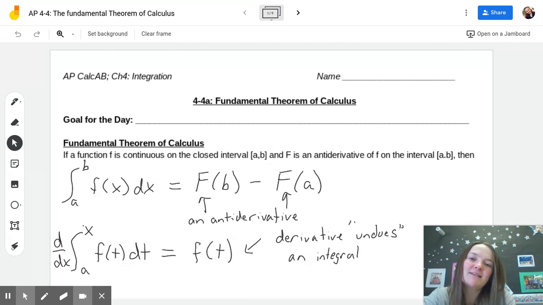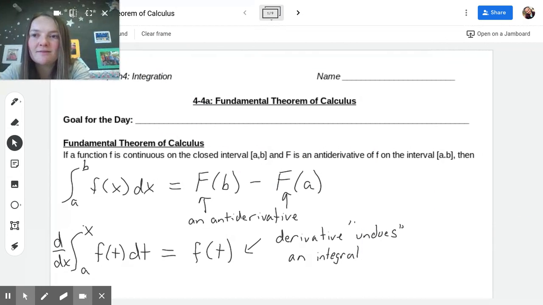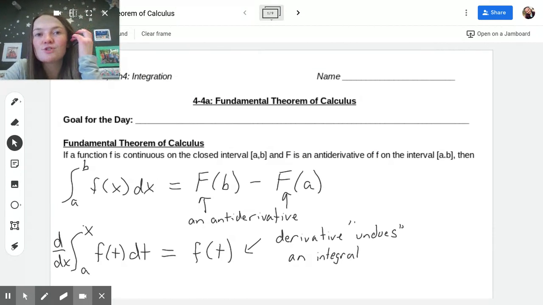What I want to talk about today is the fundamental theorem of calculus. So today's lesson was super important because it has the word fundamental in it. That's honestly not why it's super important. They call it the fundamental theorem of calculus because it's kind of intuitive. It kind of makes sense when you say it.